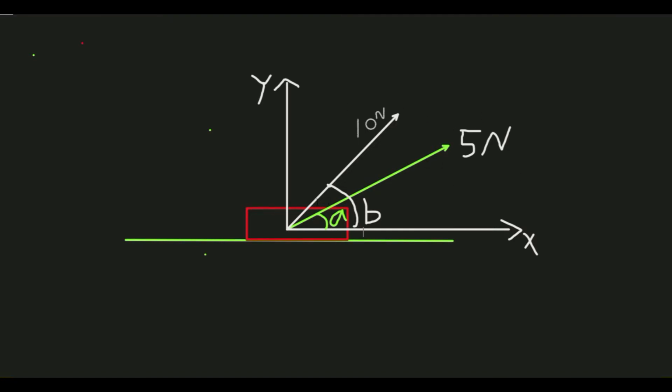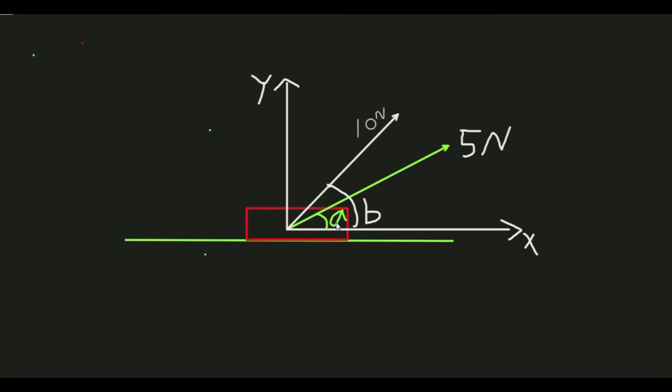One is 5 Newton acting on this block, the other one is 10 Newton acting on this block, and this 10 Newton makes an angle of B with the horizontal, and this 5 Newton makes an angle of A with the horizontal. How do we find the total resultant force acting on this block and the direction of it?